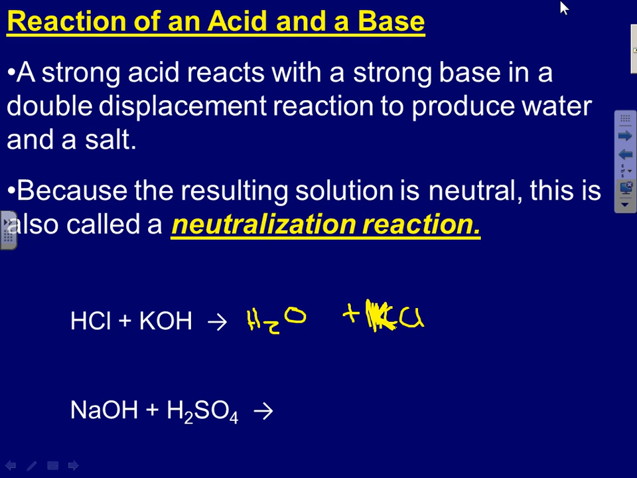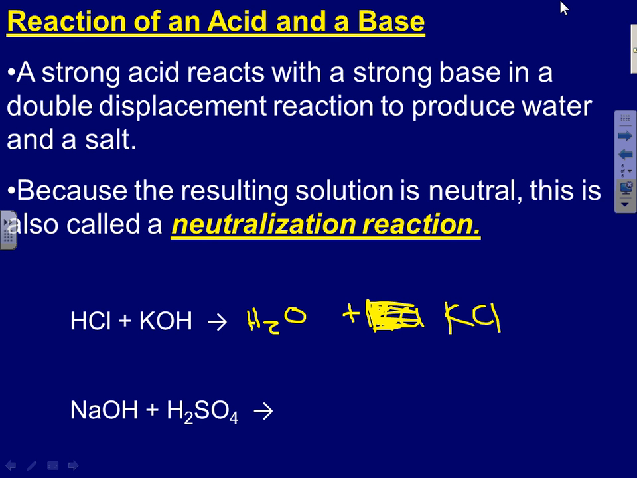And if you do the crossover of KCl, and I'm just going to scribble that out because it's a mess, you'll notice it's 1 to 1. So this is balanced already. It's like a perfect little neutralization reaction. One H gets together with one OH to make one H2O, and KCl is what is left.